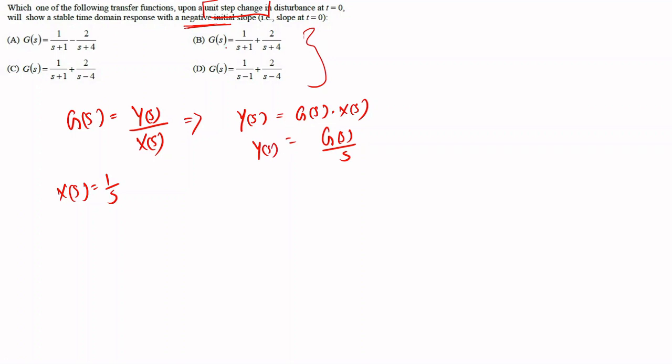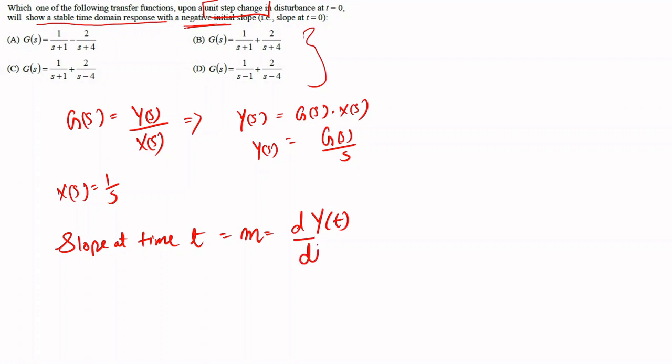Now we have to find the slope in time domain. That is, which of the following will show a stable time domain response with a negative initial slope. In order to find the slope at any given time, let's just call it m. It will be equal to the derivative of the response in time domain, that is dy(t) upon dt. Now we have to find the value of dy(t) upon dt and put the value of time t equal to 0, and then find for which of the following transfer functions we will have a negative initial slope, that is for which m will be less than 0.